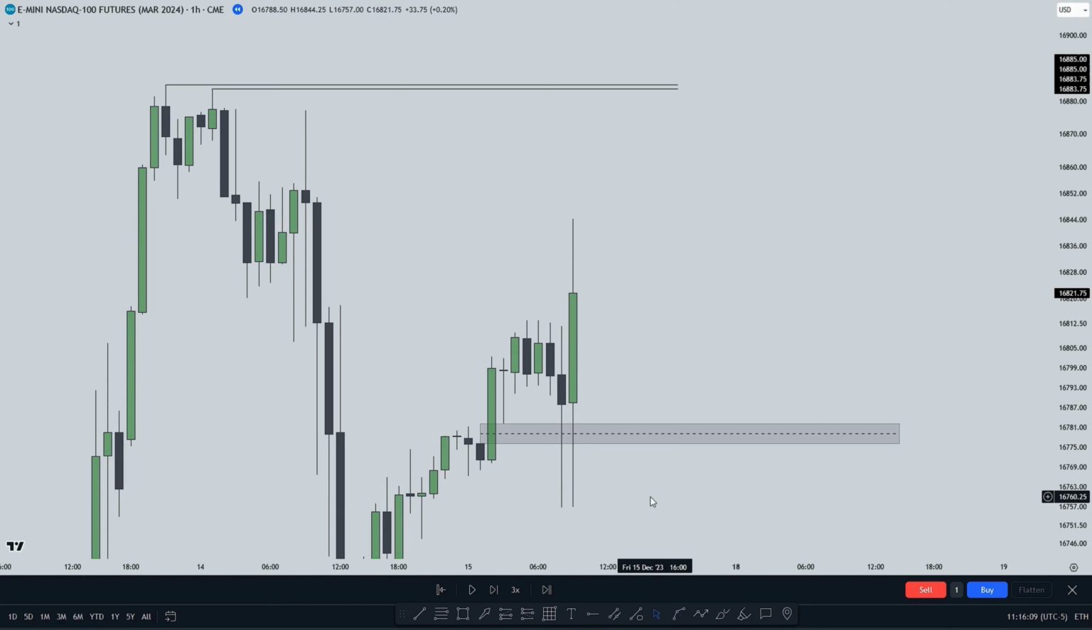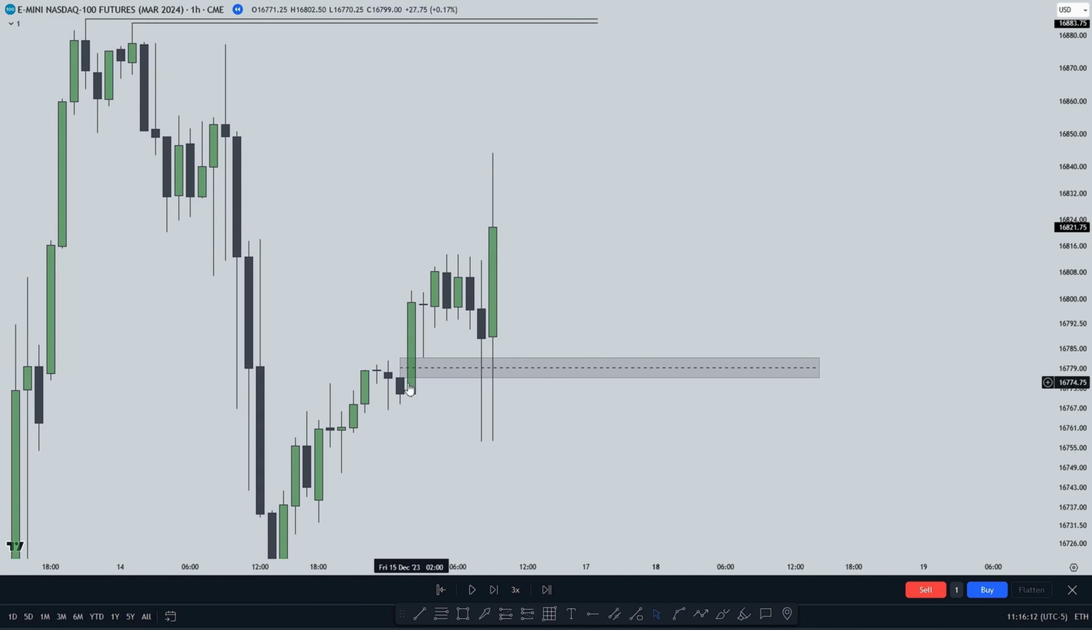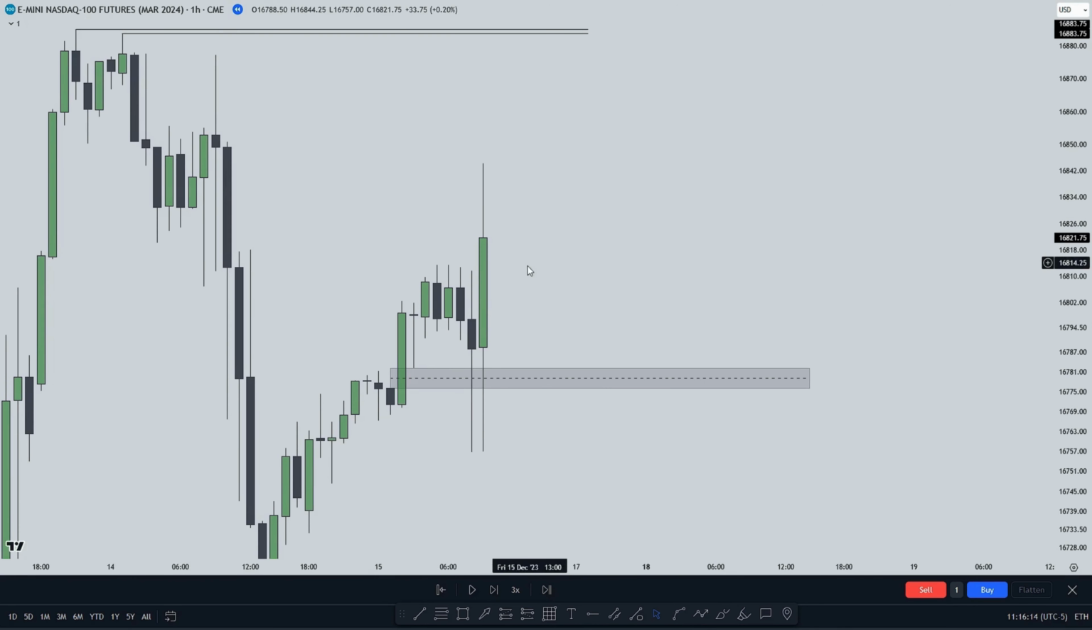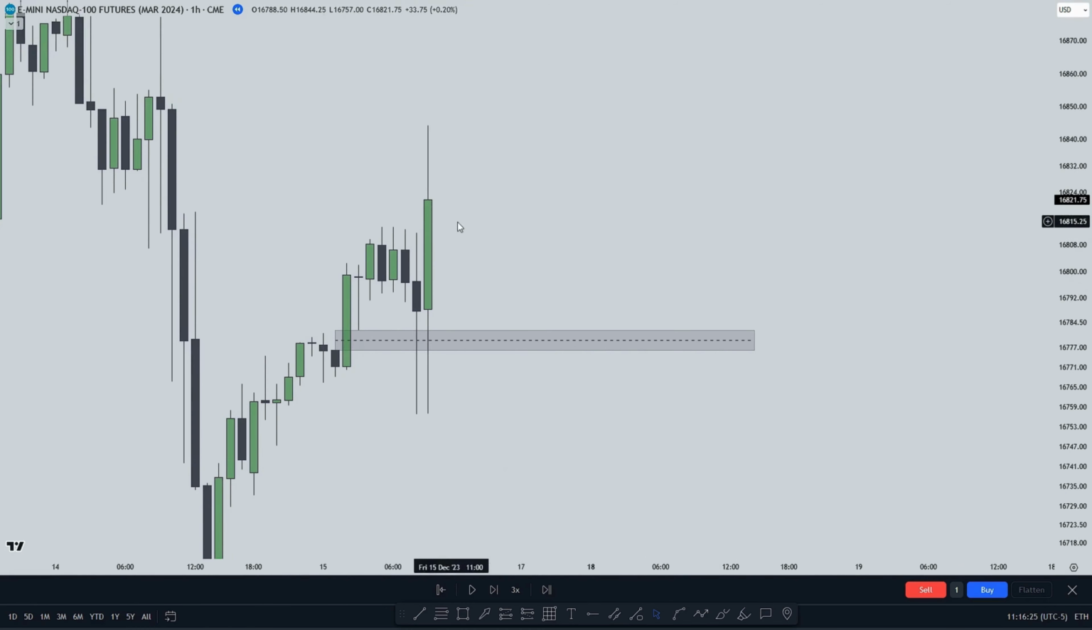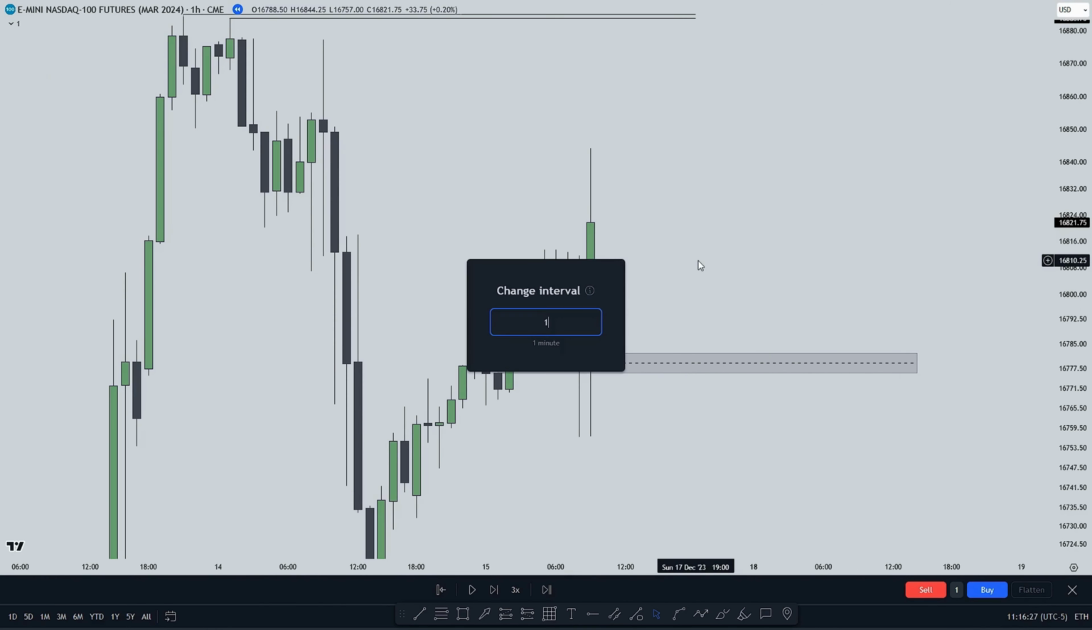So for the next example, we see price came down right here and respected this hourly failure gap. So we are delivering from an hourly failure gap, which is a higher time frame PD array. And up here we have equal highs, so this would be the draw on liquidity. So now we can go into the lower time frame.